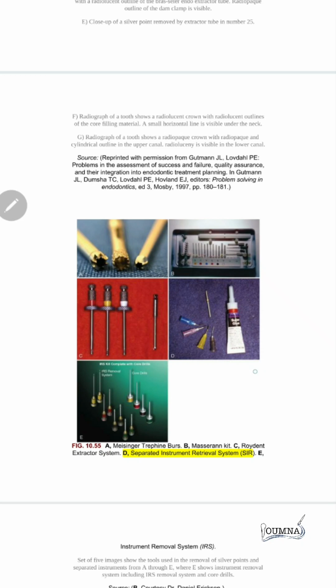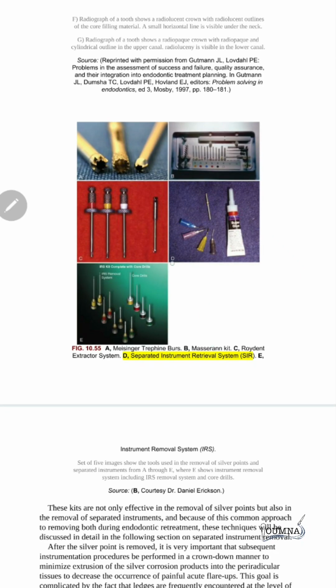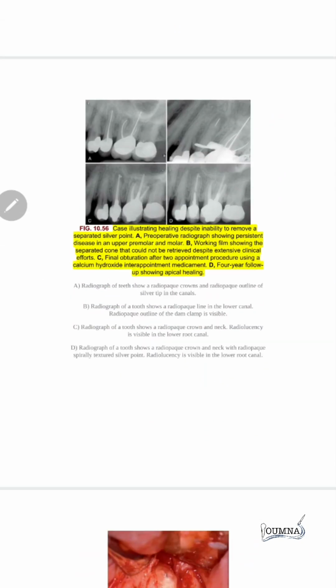Now let's discuss the methods of removing the broken file, the separated instrument, in the canal. There are so many different ways and systems. Also, there are specific kits that we will see later. We have the refine burrs. We have a special kit. We have what is called the extractor system. Also, a glue that can be used to attach the separated instruments and so on.